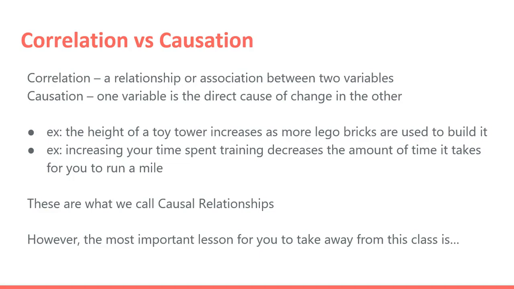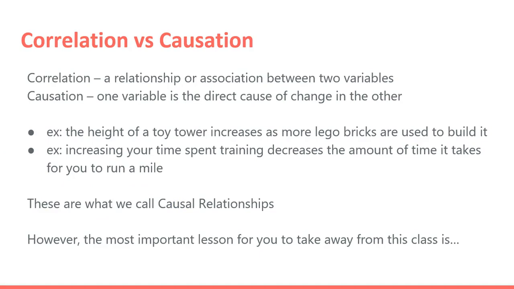All right, so the height of a toy tower increases as we use more Lego bricks to build it. All right, if you increase your time training, then the amount of time it will take for you to run a mile will decrease. All right, these are what we call causal. That's that word right there, causal, not casual. All right, causal relationships. Okay, if I spend more time training, that will cause my mile time to go down.